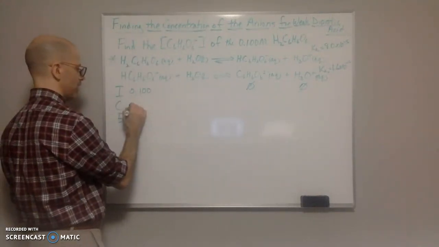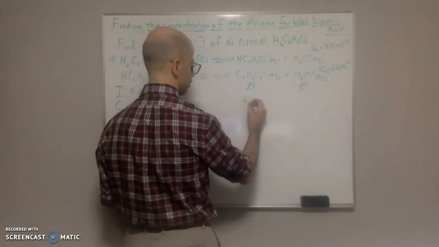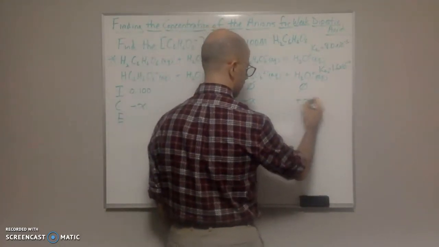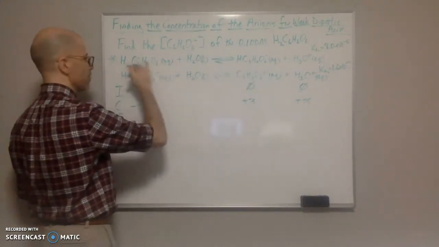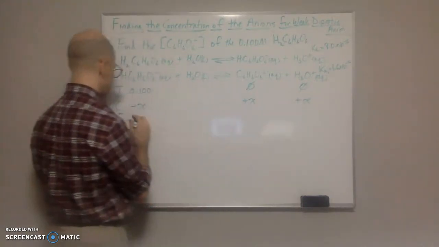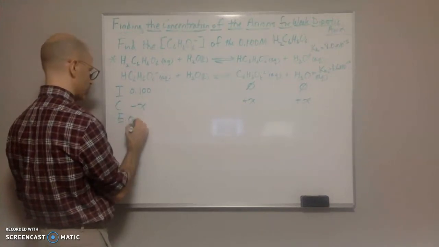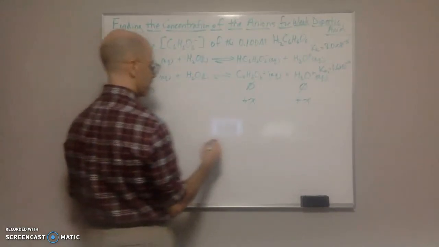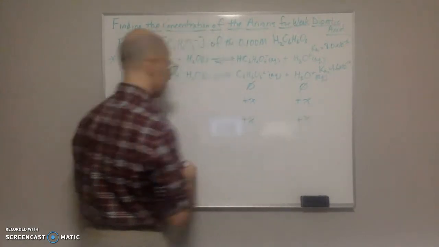And then our change, we're going to lose some of the acid and we're going to gain some of the conjugate base, plus X, and some of the hydronium ion, plus X. It's all a 1-to-1 ratio here, so it makes it easier. So it's negative X, plus X, plus X. And then we add these together to get the equilibrium concentrations in terms of X. 0.100 minus X, and then you get plus X again.